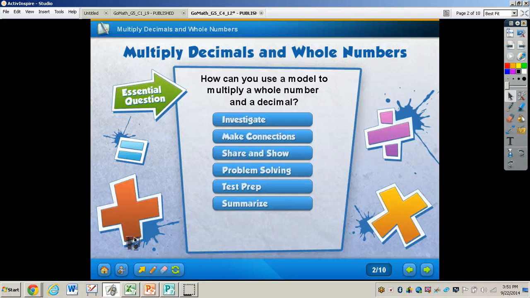In this video, we're going to be taking a look at multiplying decimals and whole numbers. Now, the Go Math page that you'll need to turn to is page 165. And you can see the essential question that we are going to unlock is how can you use a model to multiply a whole number and a decimal? Now, you will need your Go Math book out, your math journal, and also a pencil.